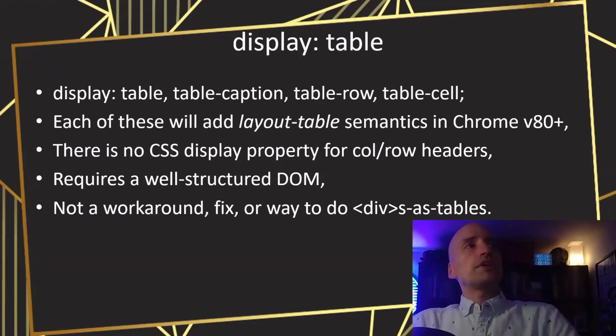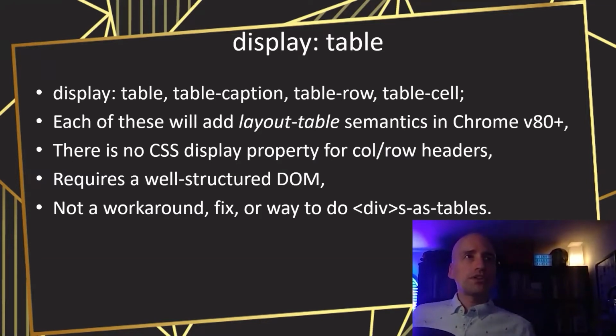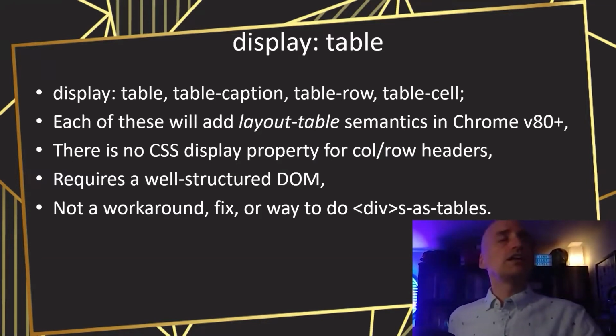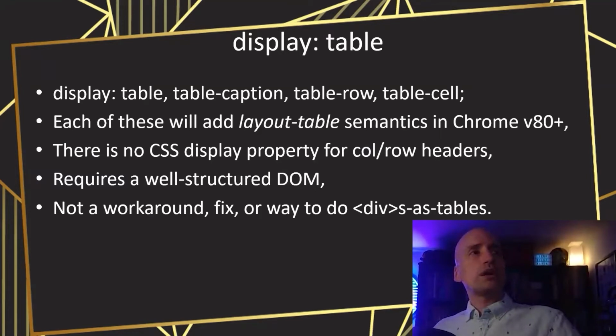Now, display table is a little bit weird because as of Chrome version 80, if you add display table, table caption, table row, table cell, if you add those display properties, they add layout table semantics in Chrome. There's no CSS display property for column or row headers, so you can't do anything there. And this won't work if the structure is broken.